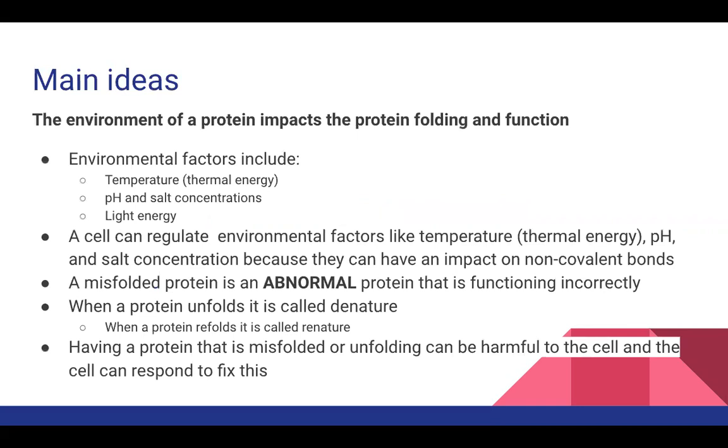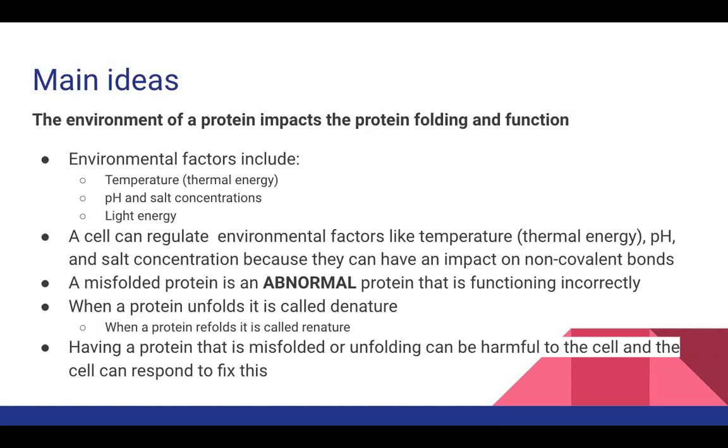Okay, so we know that environmental factors have an effect on the protein structure and therefore the function of the protein. Some of these factors are temperature, pH and salt concentration, and light energy. And the cell can regulate these environmental factors such as the pH, the temperature, and the salt concentration. It doesn't necessarily control light, because that would be an outside factor.